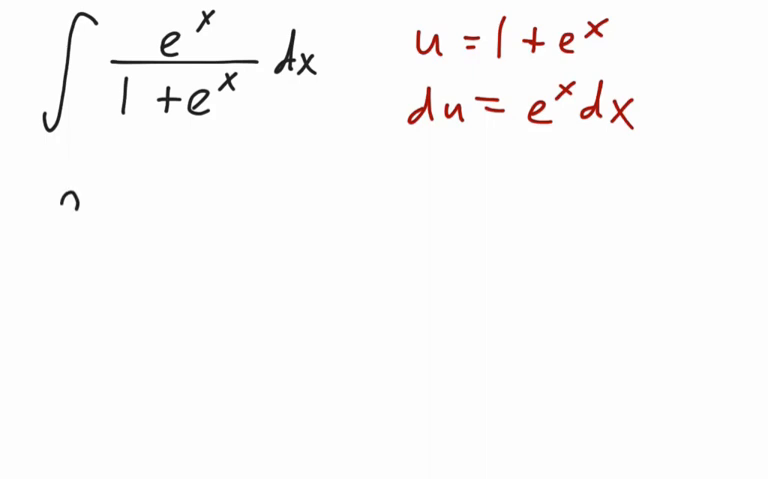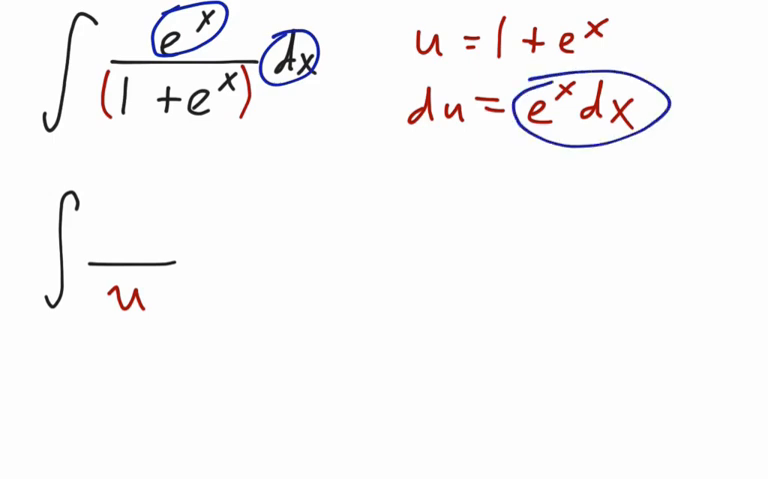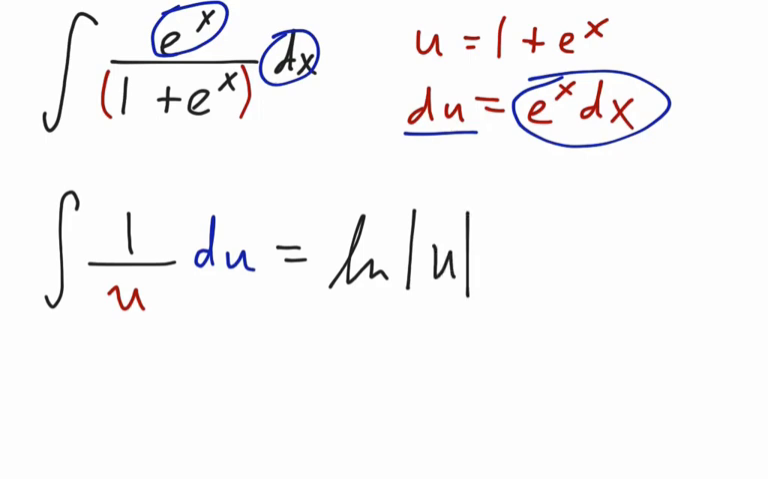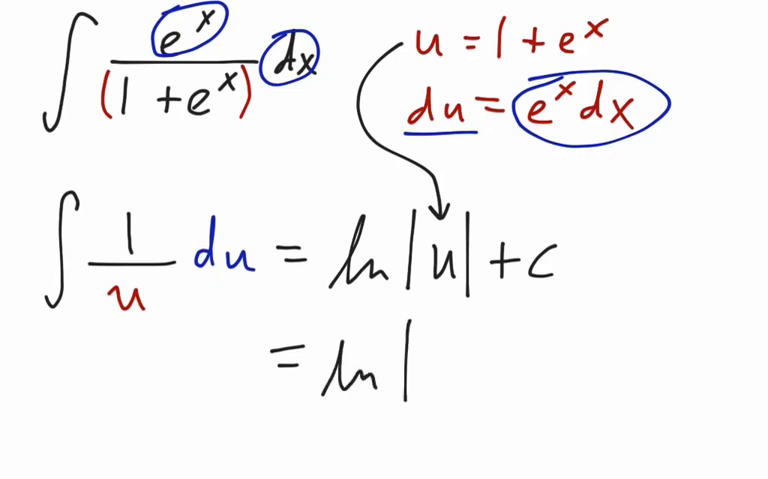Oh, well that's very nice, because now the bottom piece here is the u. I have 1 over u on the bottom, and the top part, the e to the x dx, that is my du. So I really just have the integral of 1 over u du. And this is a basic integral, this is natural log. So I get the natural log of the absolute value of u plus c, and then all I have to do is substitute back, and so I get natural log absolute value of 1 plus e to the x, plus c.